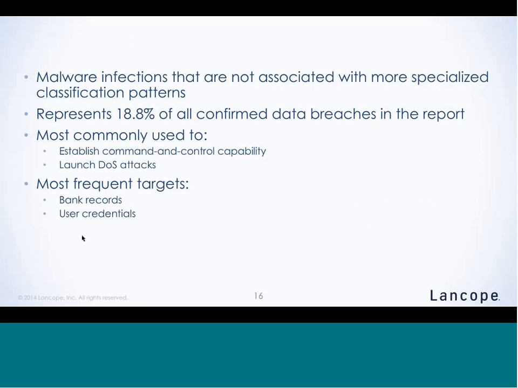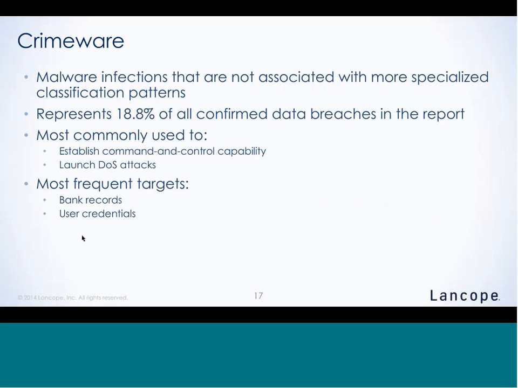So moving on from point of sale, right, let's talk a little bit about Crimeware. So Crimeware is the classification within the Verizon breach report that's talking about malware that's not associated with some other more specific type of criteria, or a more specialized classification pattern as they refer to it. Represents 18% of all of the breaches.